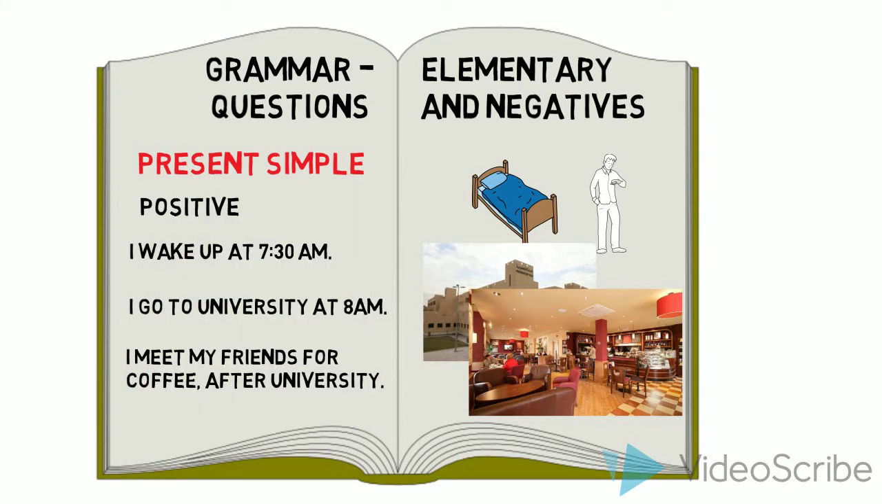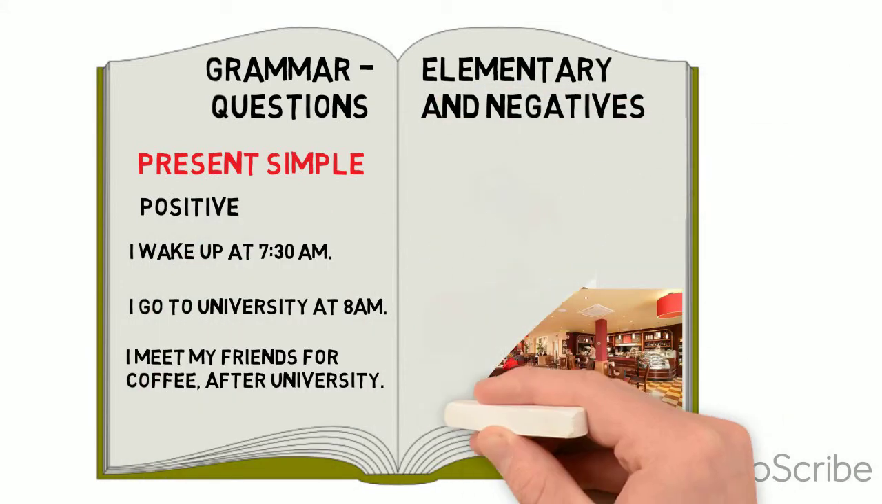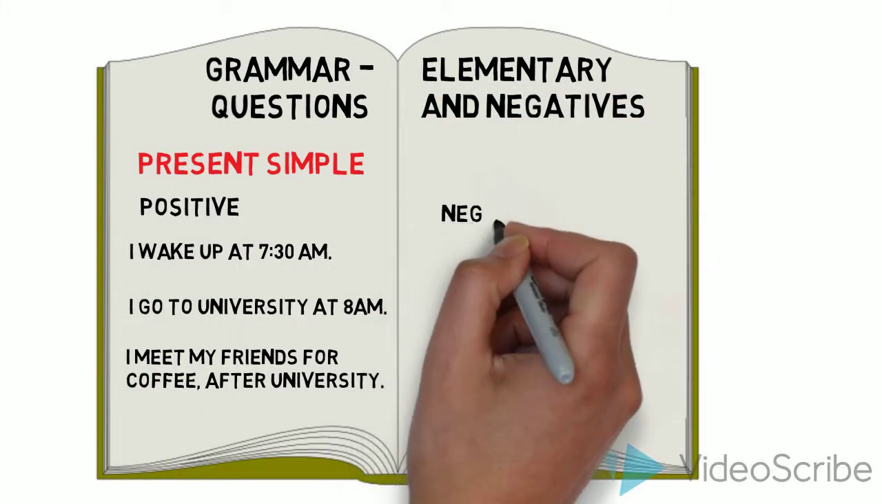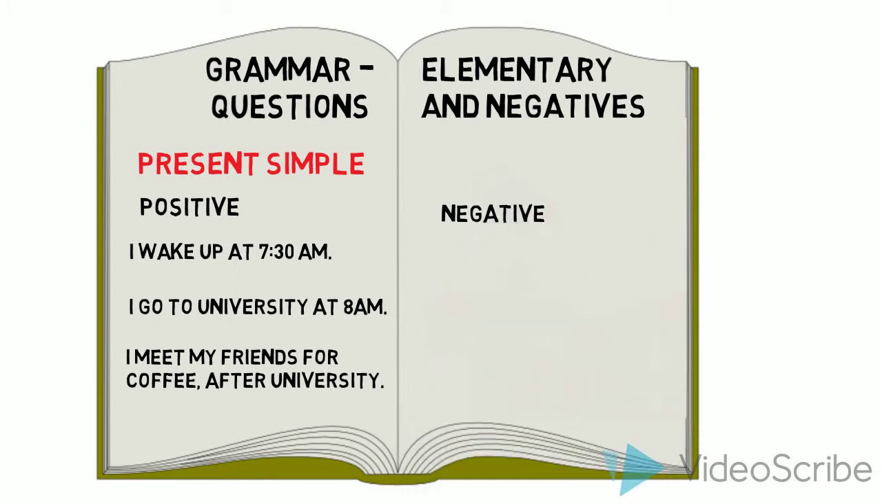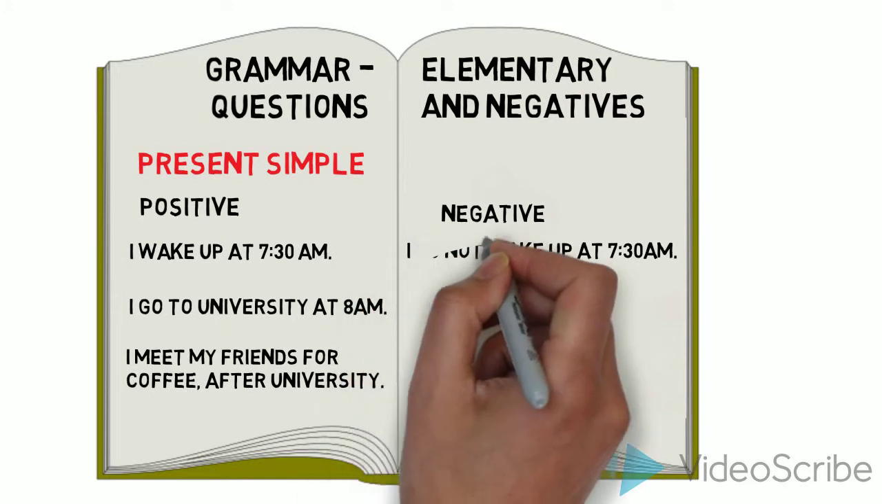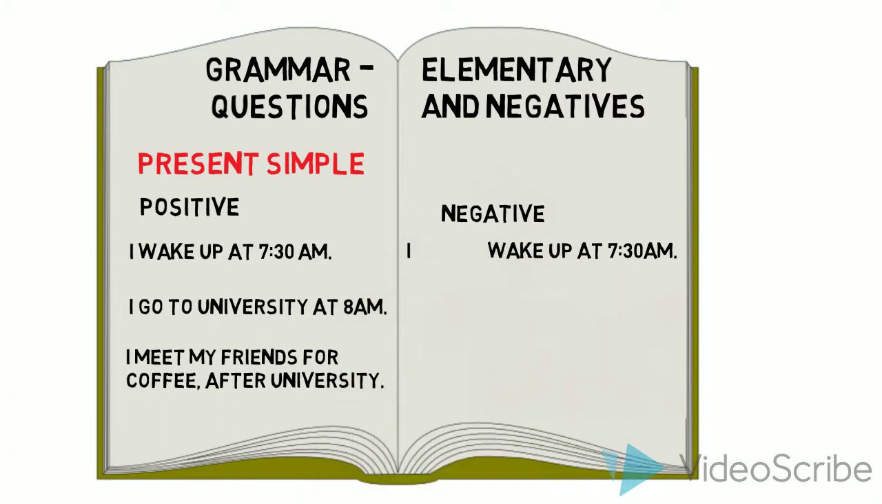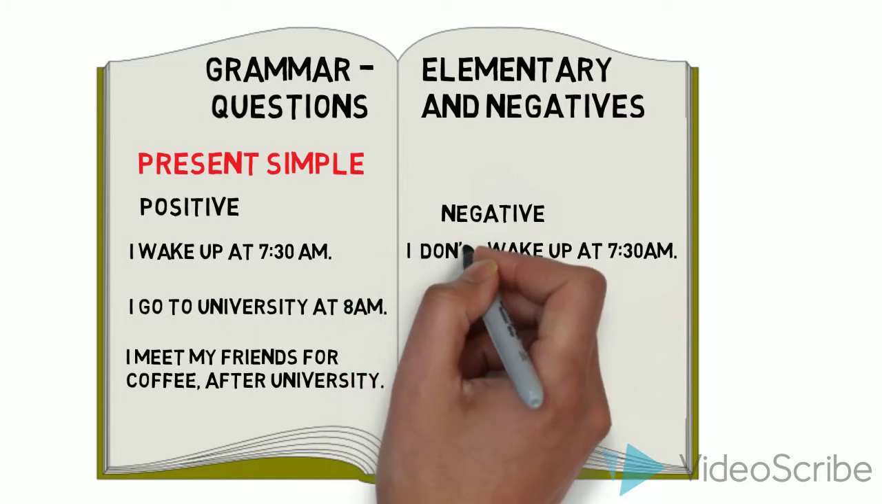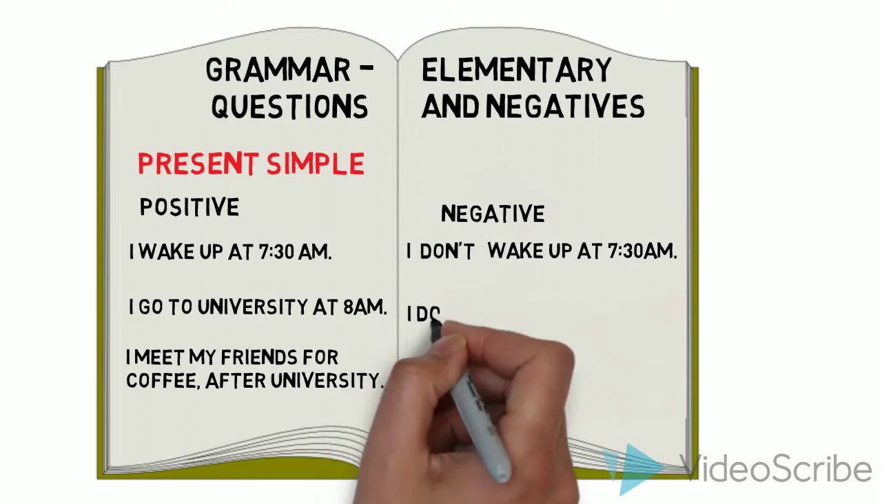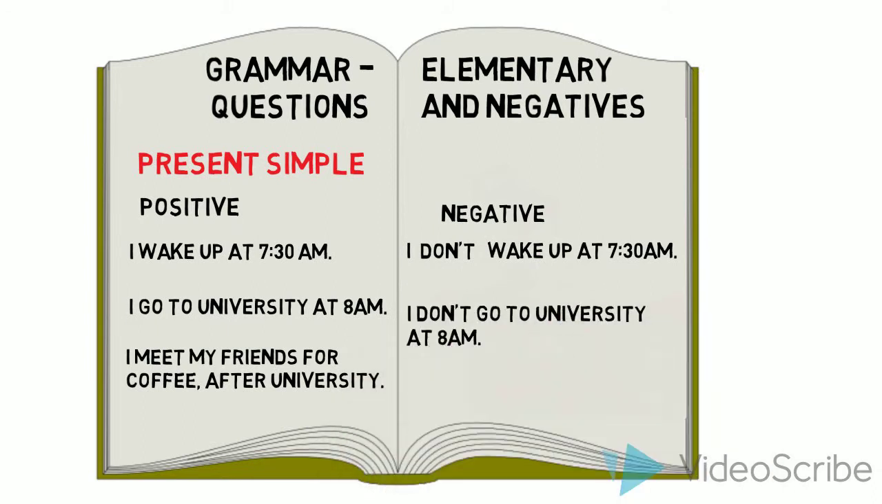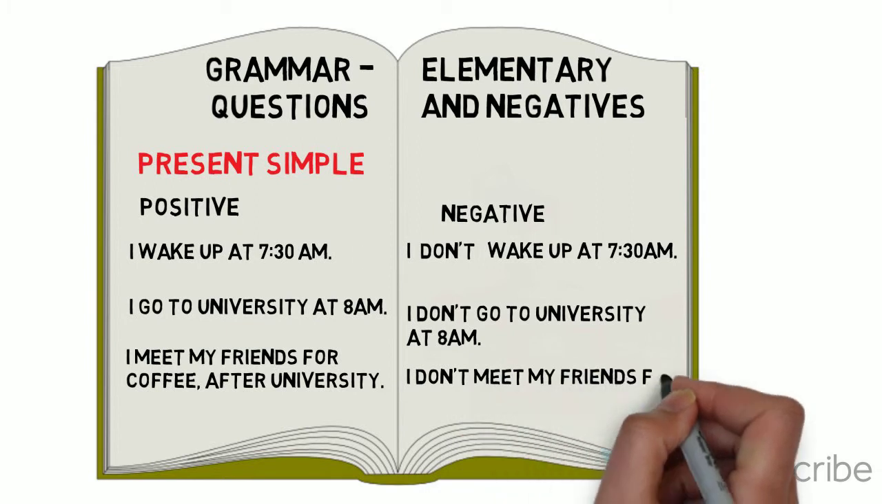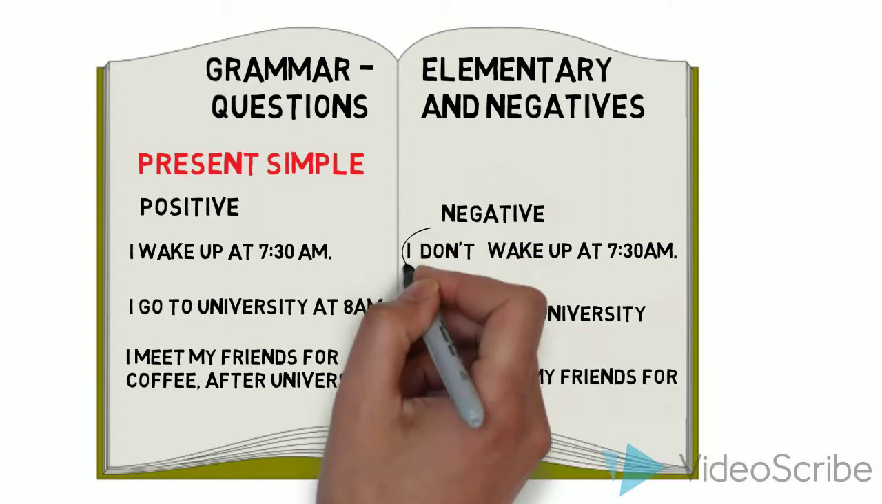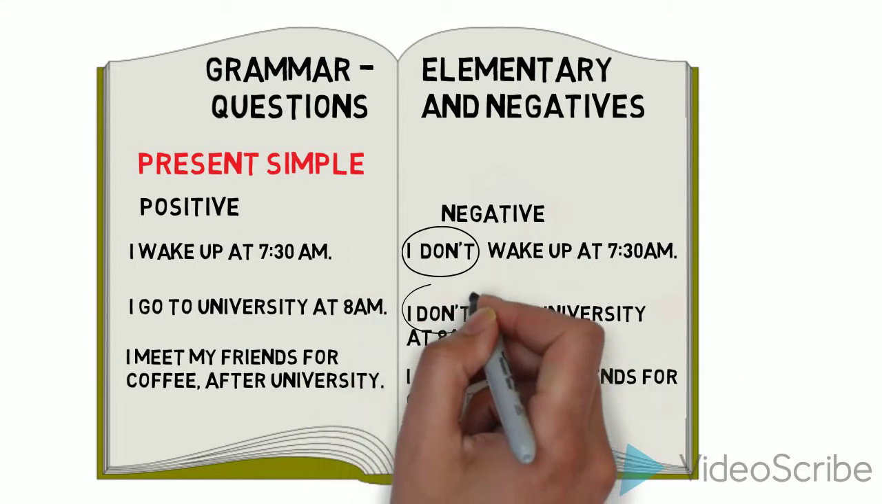Now, let me tell you about the negative sentences. To make a sentence negative in the present simple, we add do not after the subject. And for short, we can say don't. I don't wake up at 7:30 a.m. I don't go to university at 8 a.m. and I don't meet my friends for coffee. So you can see that all the sentences have become negative.